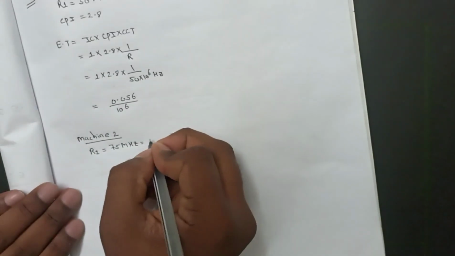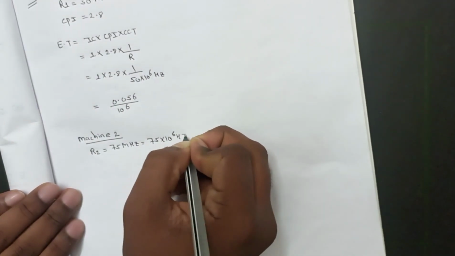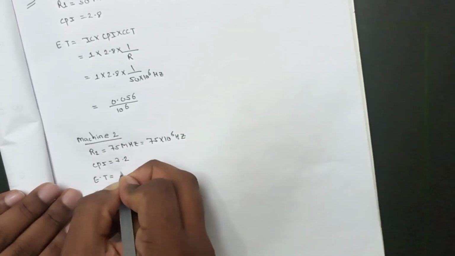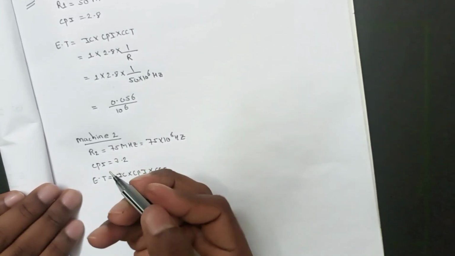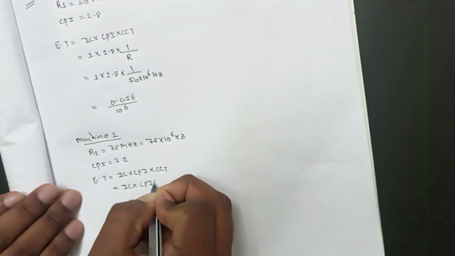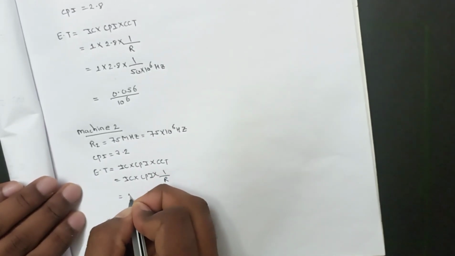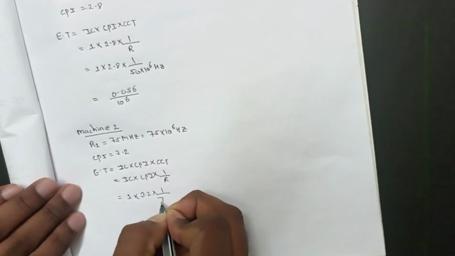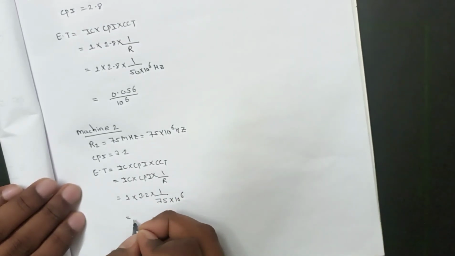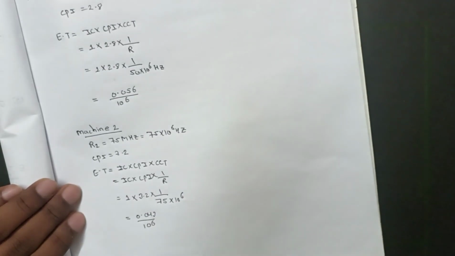Let's solve for machine 2, or B. In this question, R2 is equal to 75 megahertz, so we have to change the megahertz into hertz: 75 into 10 to the power 6 hertz. And CPI is given as 3.2. Using the same formula, ET is equal to IC into CPI into CCT. Instead of CCT, the clock rate is given, so we change the formula to IC into CPI into 1 by R. Just put in the values: IC is not given, so 1, CPI is 3.2, and 1 by R means 1 by 75 into 10 to the power 6 hertz. By solving this, you get 0.043 into 10 to the power 6.